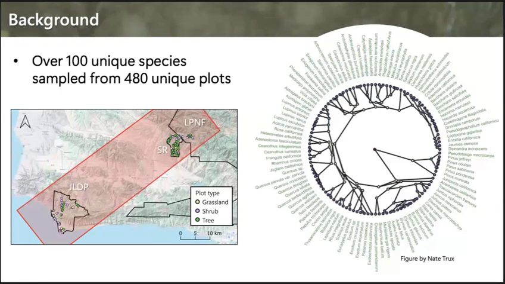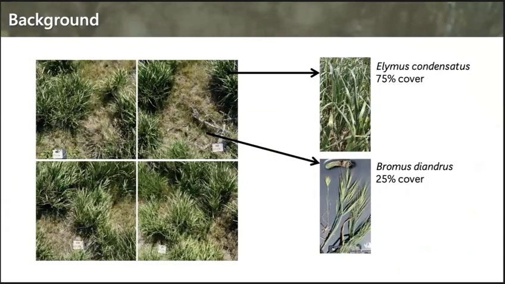You can see the full phylogeny on the right of the species we sampled. And again, I have that same map on the left, but now showing the distribution of our grassland versus shrub versus tree plots. And we had over 480 unique plot locations, with some of these being resampled through time. Now, at each plot, we would characterize the dominant vegetation species and collect foliar samples of those species. And we would send the foliar samples off for chemical analysis to retrieve certain foliar trait data.